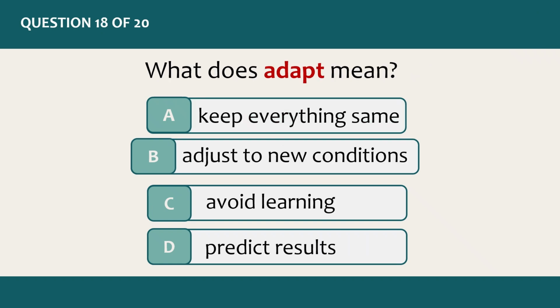Question 18. What does adapt mean? The correct option is B. Adjust to new conditions.